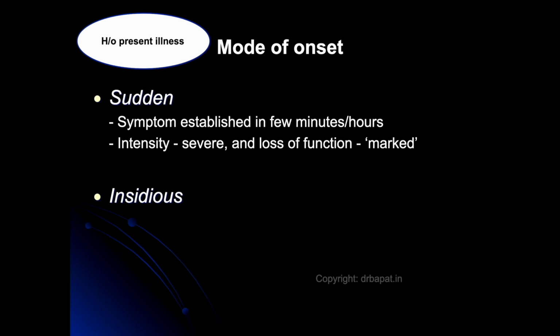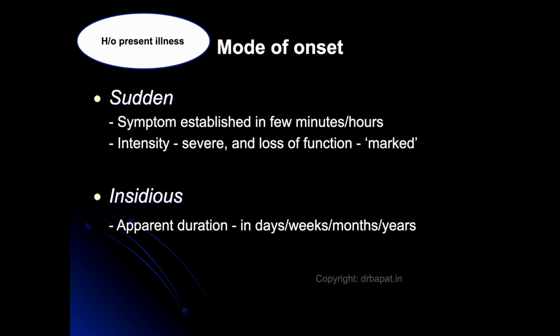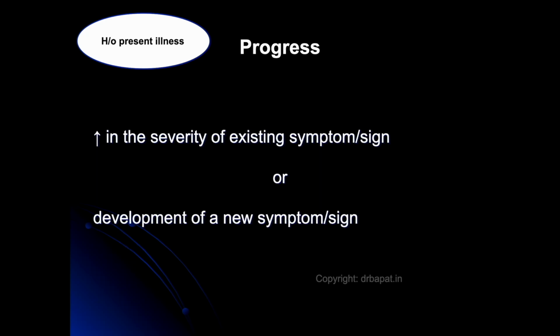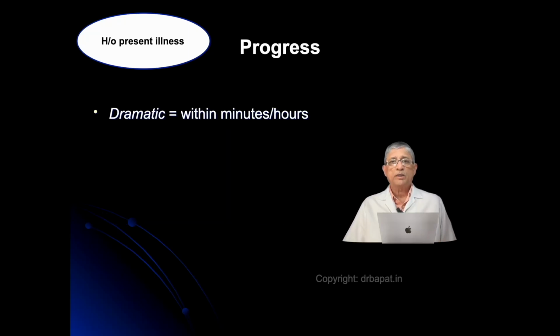And what are the criteria? Apparent duration is in days or weeks or months or years. Intensity of symptom is mild. Progress means increase in the severity of the existing symptom or sign, or development of a new symptom or sign. When the symptom or sign progresses within minutes or hours, the progress is termed dramatic. Examples are anaphylaxis, perforation of a viscus, sudden kinking or twisting of an organ, etc.